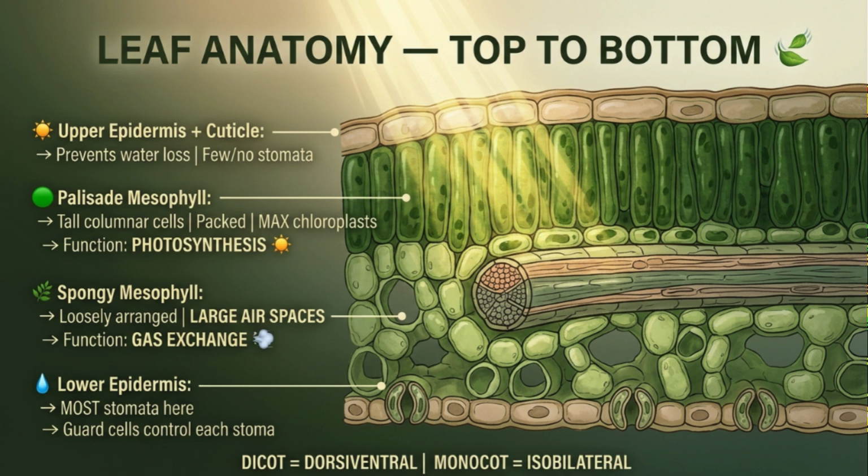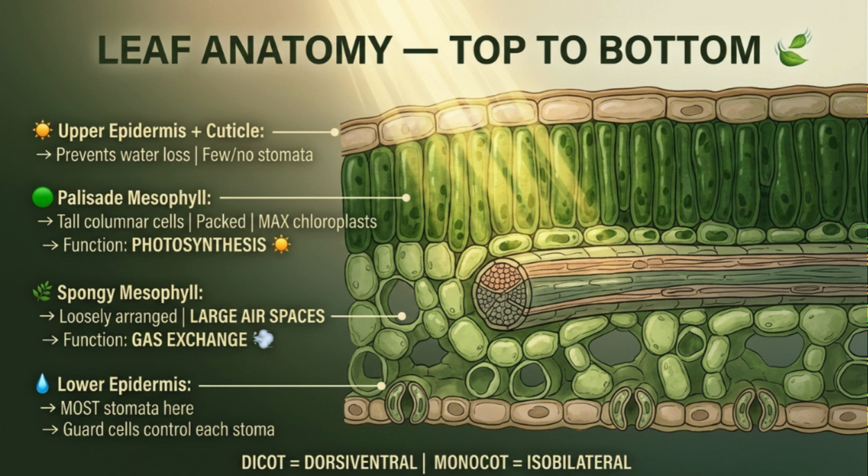Running through the middle of this whole structure, vascular bundles. Xylem on the adaxial side, meaning facing the upper surface, and phloem on the abaxial side, facing the lower surface. Dicot leaves are dorsiventral. They have distinct upper and lower surfaces with different structures.